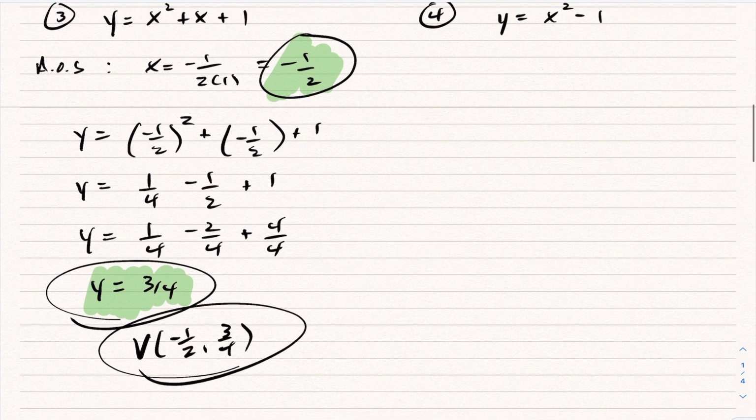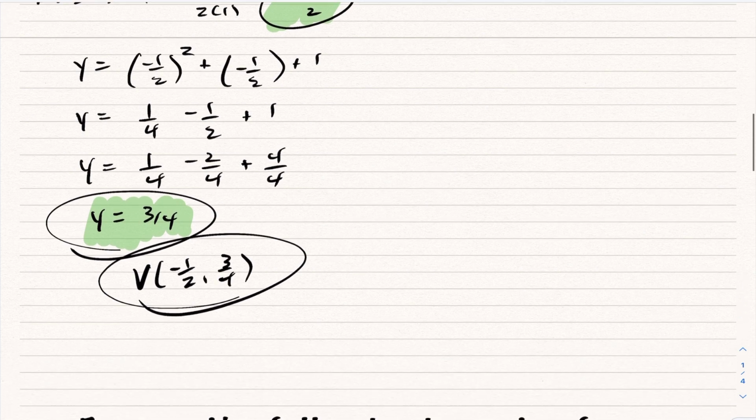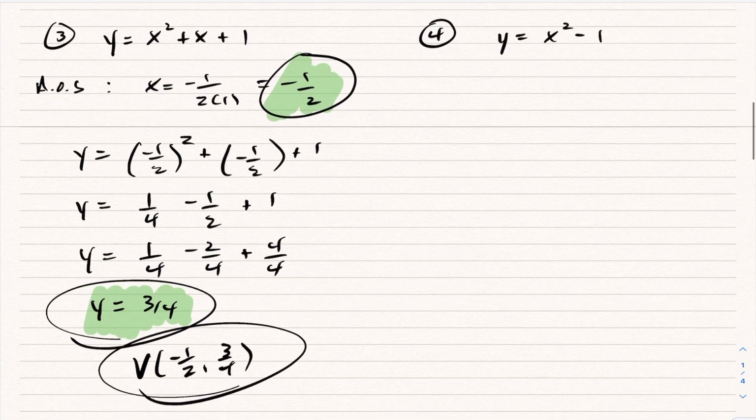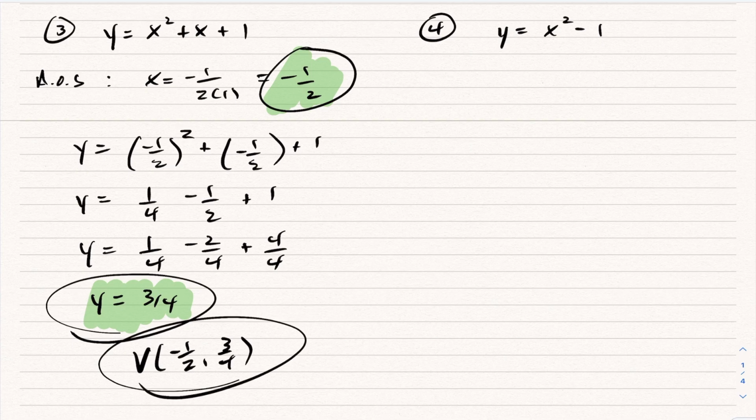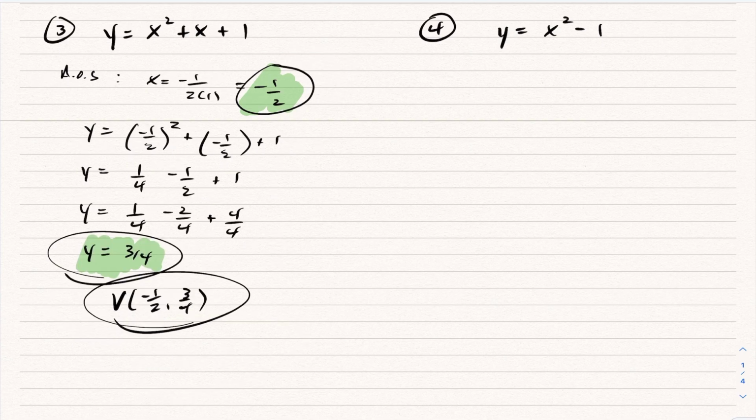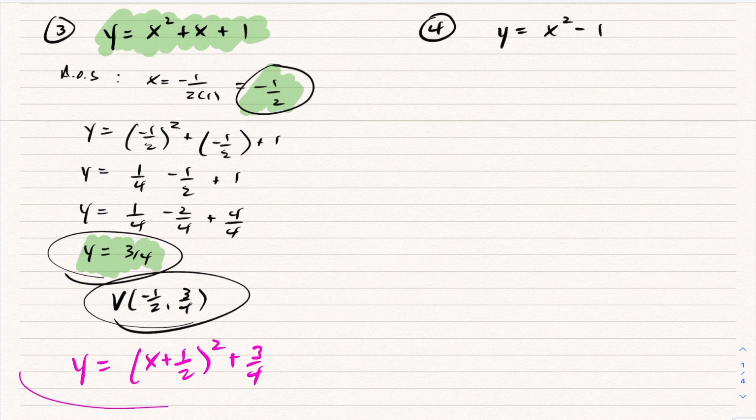So now putting this all together, because again, it's going to be the exact same a value. Your a value will be unchanged. The a value for this quadratic here is 1. So the answer to my quadratic is going to be y equals 1 times (x plus 1/2) squared plus 3/4. And then without having to complete the square, we've now expressed our quadratic in vertex form. Okay, let's take a look at the next question here.